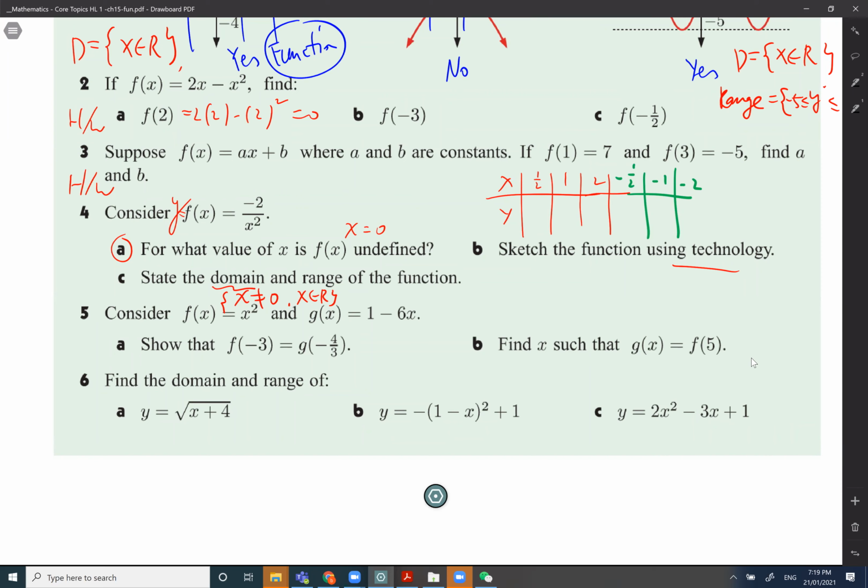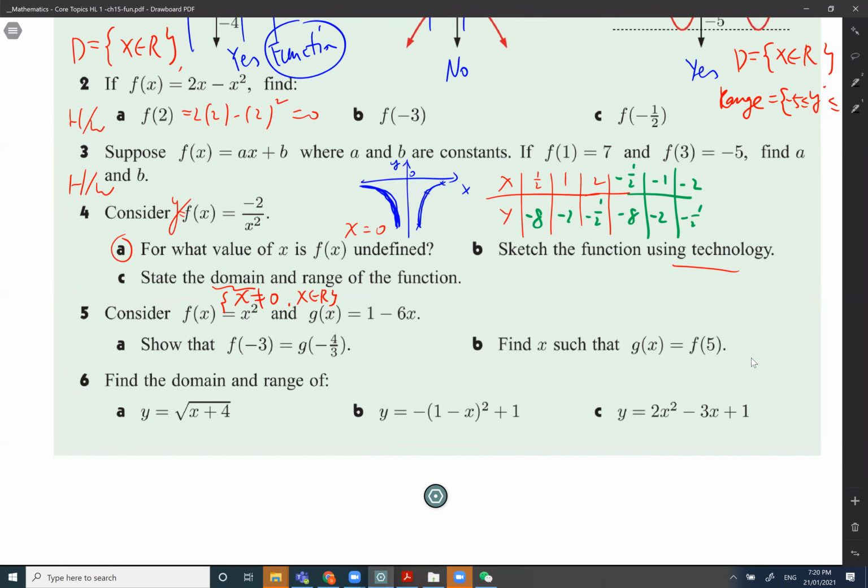Find values for y. Continue. Continue. So we can sketch the graph already. Let's check the graph. Oh, it's all below the x-axis. Half gives you -8, 1 gives -2, 2 gives negative half. So the graph looks like this. It has 2 pieces. This is the graph.